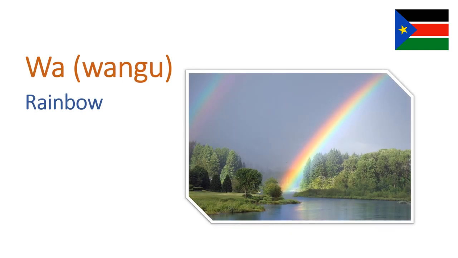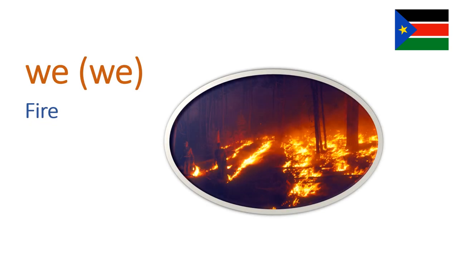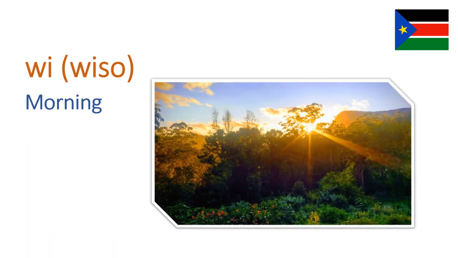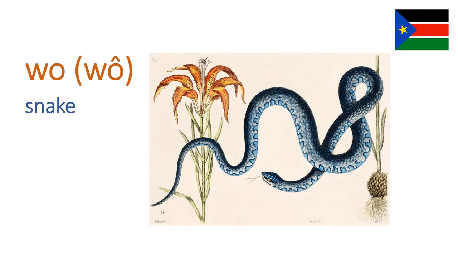Wangu. Wangu, a rainbow. We, that is fire. We, it means morning or in the morning. Wo, wo, that is a snake. Mobi wo diyole, look, there is a snake.